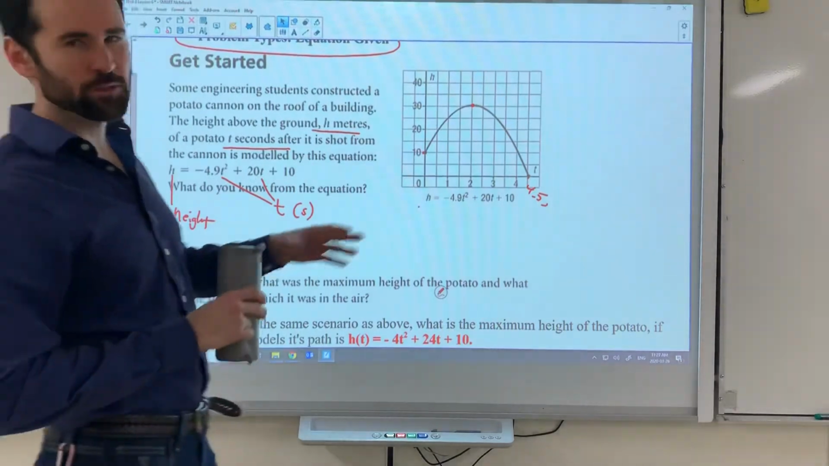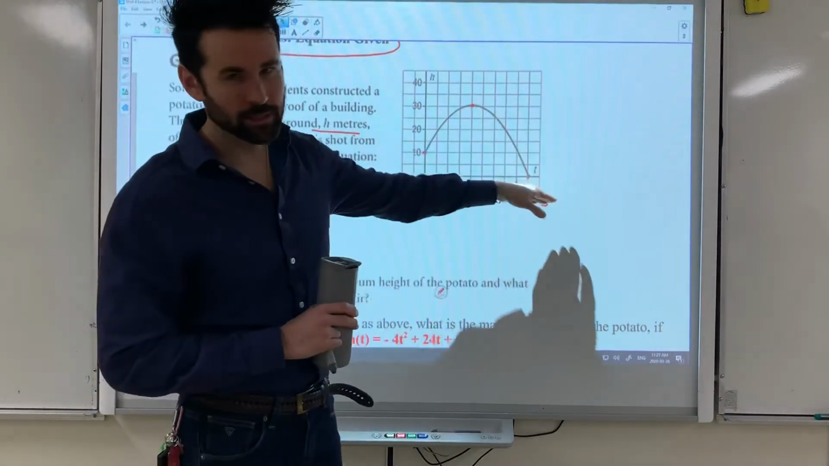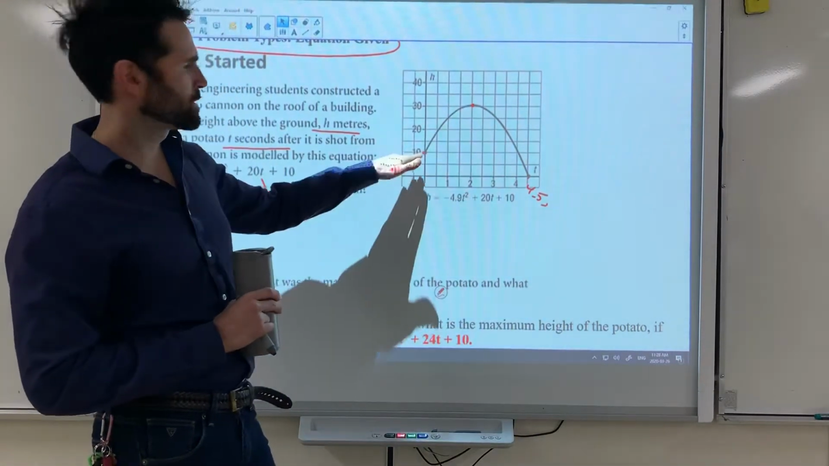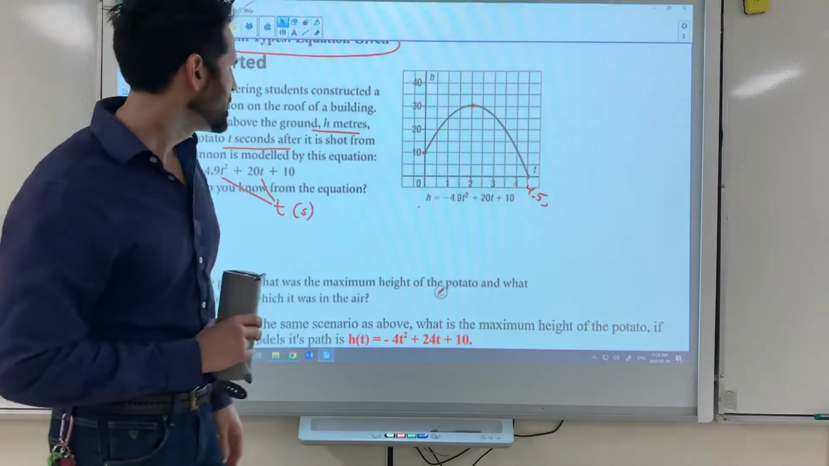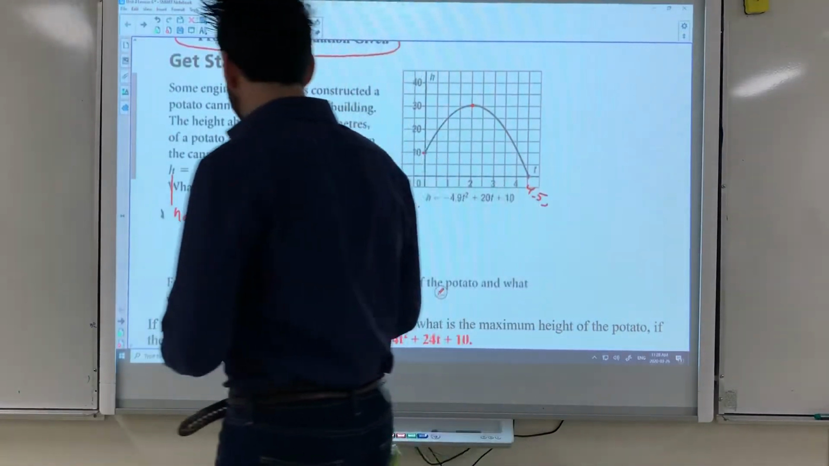But, you know, if I gave you the graph, you could get the vertex, you could tell me, like, I could say, hey, how long was it in the air for? And you could say, well, 4.5 seconds or something like that. Or what was the starting height, like, how high was the roof? Probably not going to give you questions like that. A bit too easy if I give you the graph.